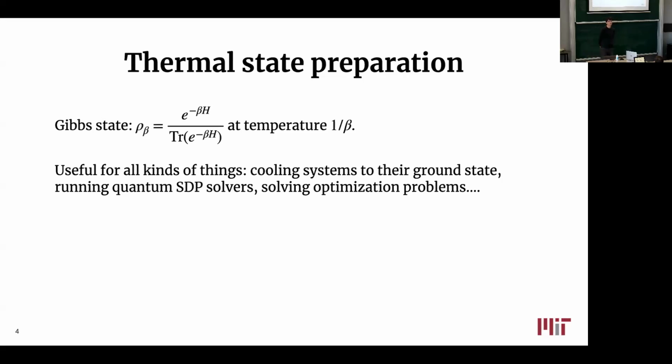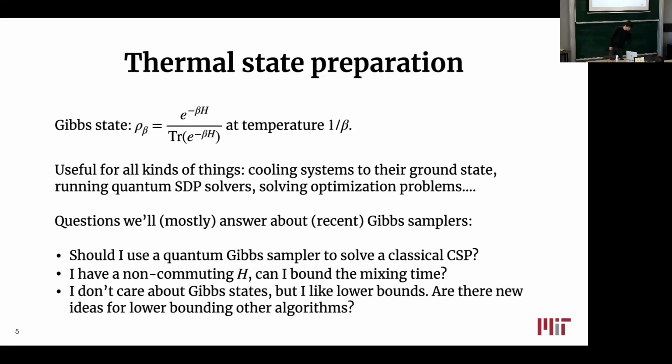Maybe you have a random k-SAT and you want to try to find satisfying solutions. You could try just cooling down. You can do, classically, a Metropolis-like algorithm. There are all sorts of things you can use this sort of primitive for. Things we're going to answer in this talk.